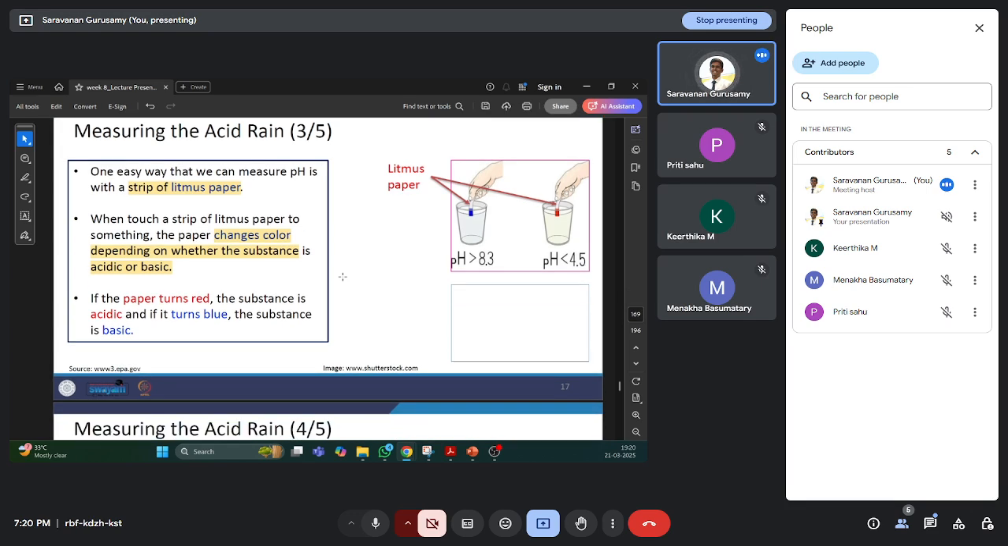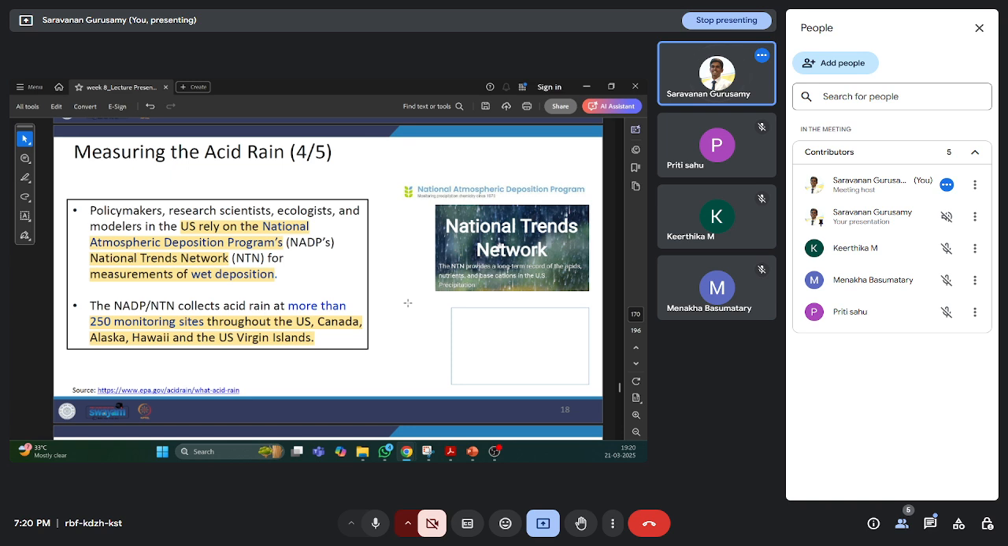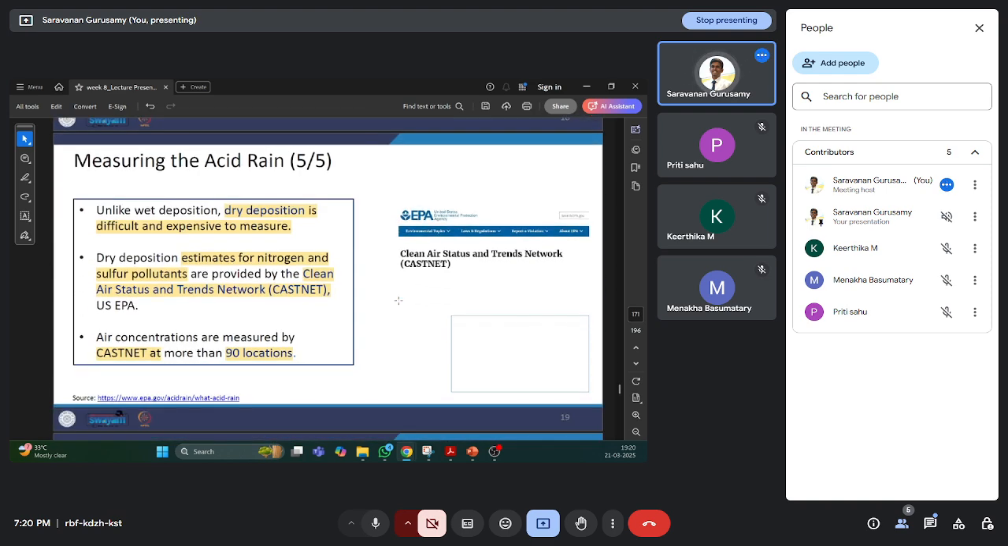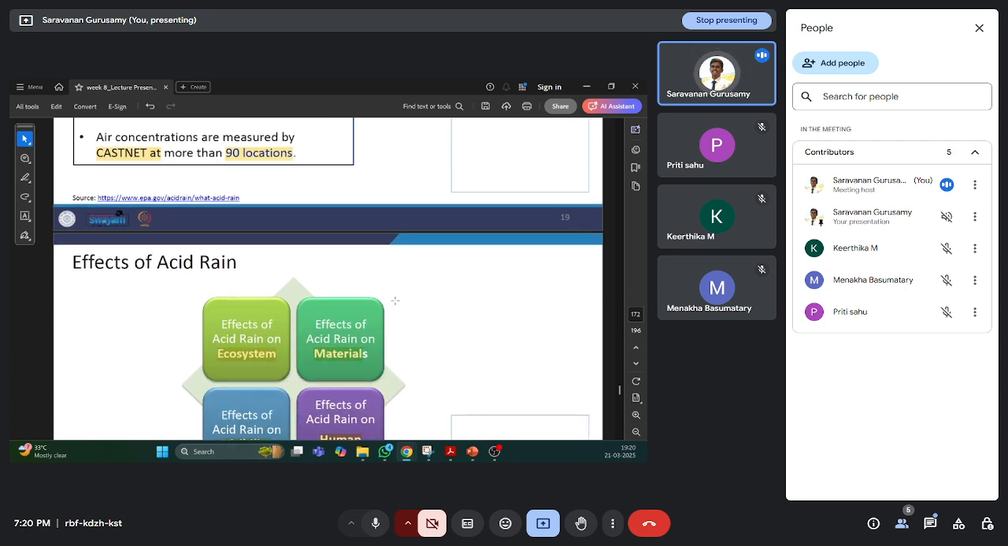It can be measured with litmus paper. As you know, a change in the color of the strip of litmus paper indicates the pH level. And there is a US program, NADP, the National Atmospheric Deposition Program, and the National Trends Network. They measure the deposition at 250 monitoring sites in the United States. Dry deposition is difficult and expensive to measure. The Clean Air Status and Trends Network, CASTNET, estimates the nitrogen and sulfur pollutants from dry deposition, and has measured at more than 90 locations.